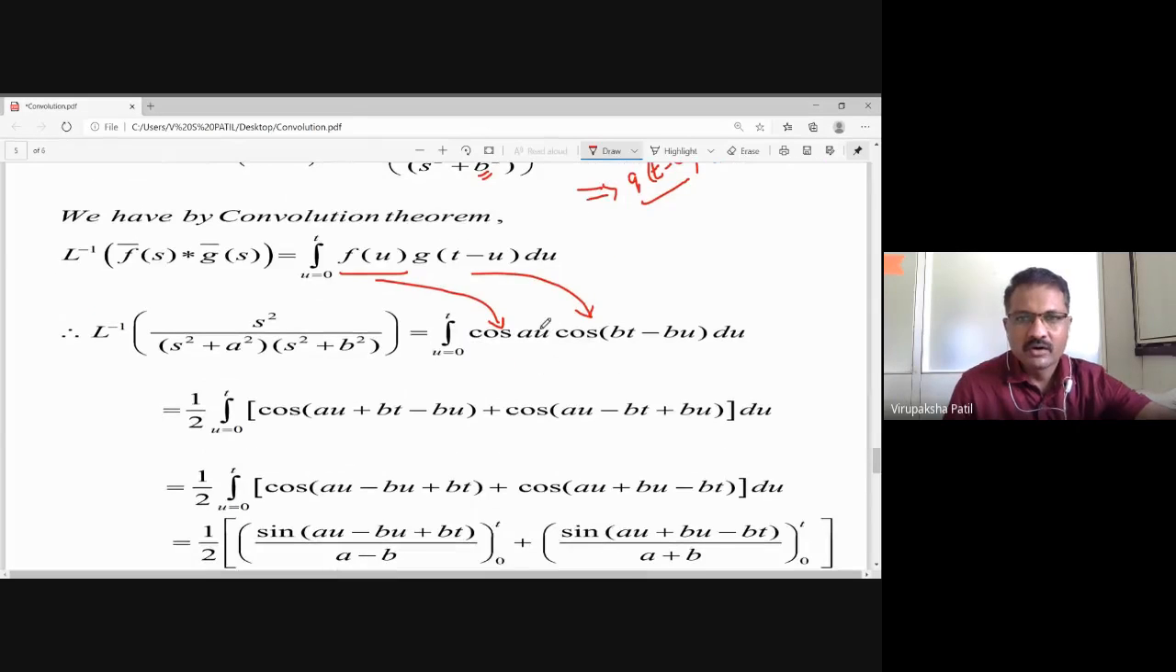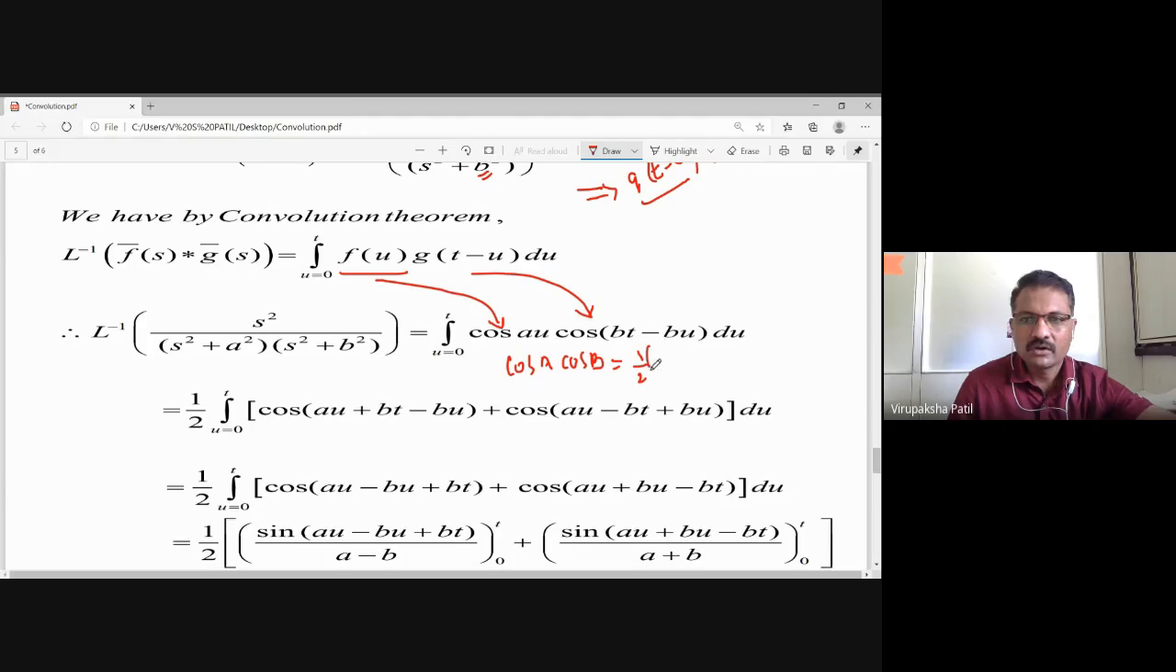Now, if it were a plus or minus here, you would have integrated separately and written the answer directly here. But it is of the form cos a into cos b, a product of two terms. So you have to use the product to sum formula. What will you get?